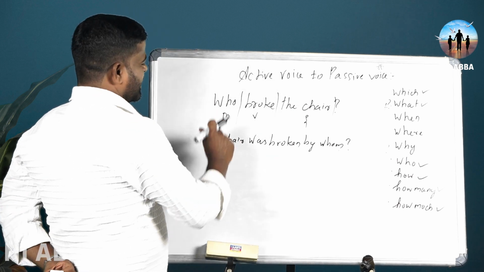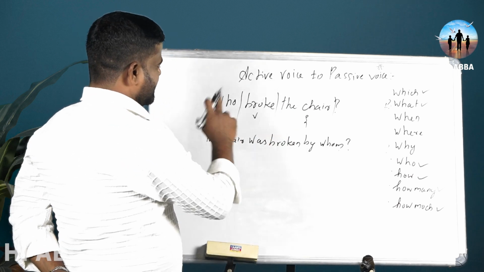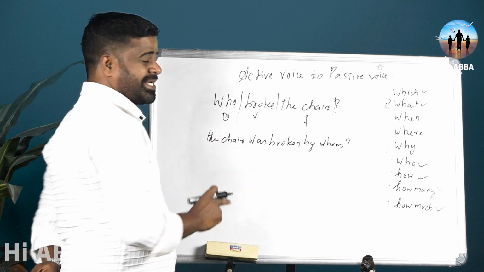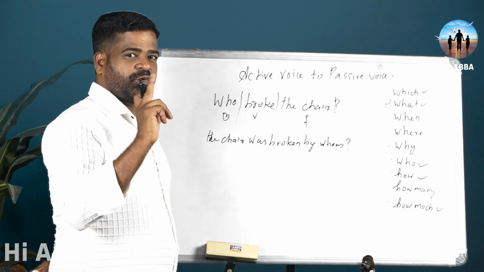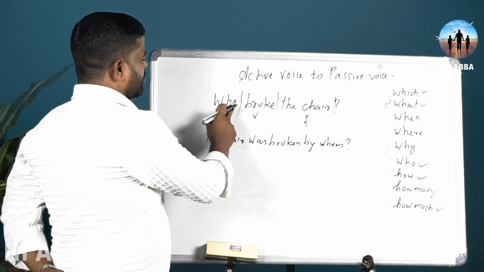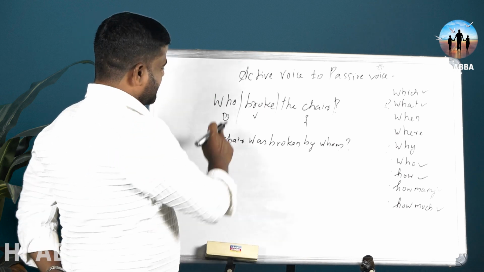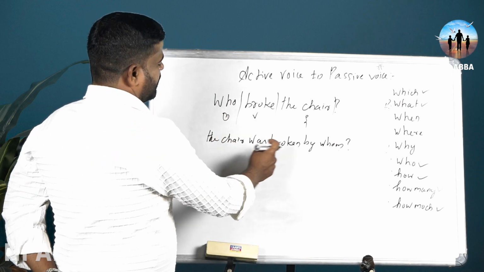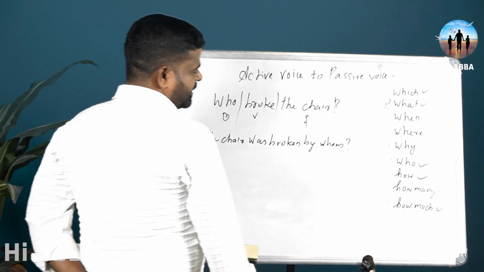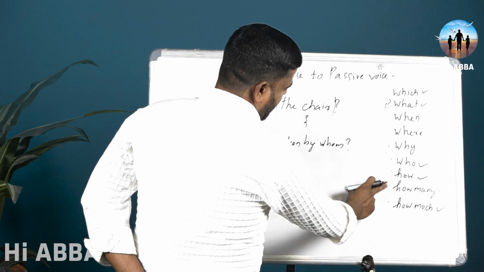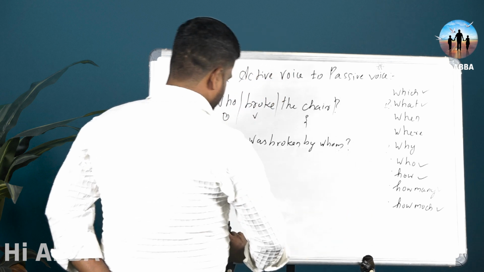Now look at this sentence: who broke the chair? This is simple past tense, but this who is the object, because somebody has broken the chair. Somebody broke the chair. That somebody is questioned by who, and that becomes the object. Now, the chair was broken by whom? This is passive voice.